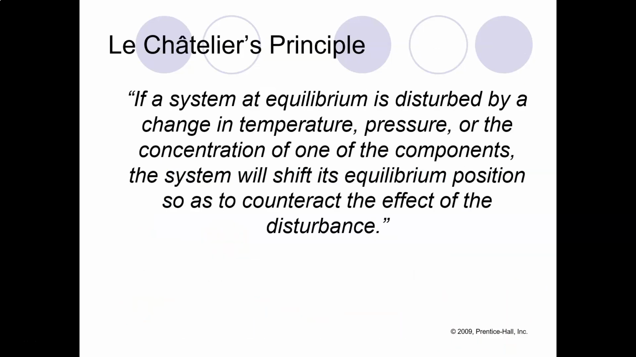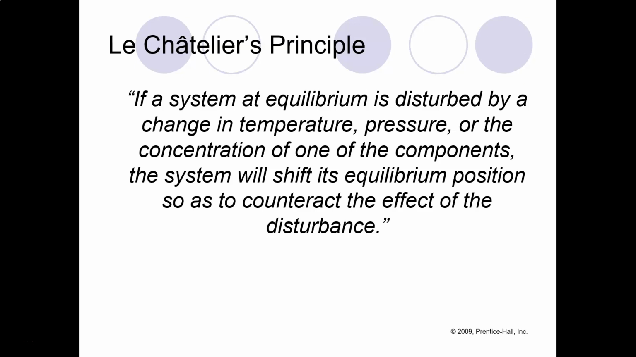So the last thing we have in chapter 15 is conceptual, no math. But it's really important, and we're going to use it in chapter 15, 16, 17. You're going to see it in organic chemistry. It's not going away. It's called Le Châtelier's principle. That's how you say that.